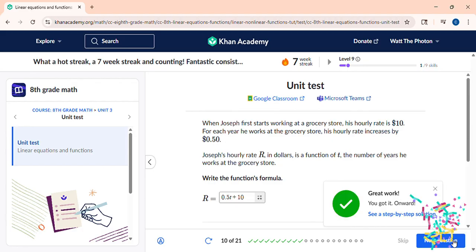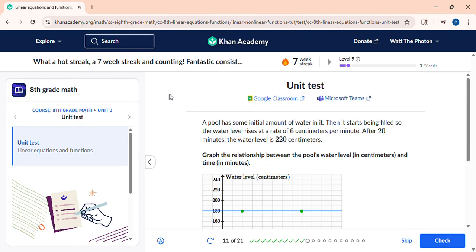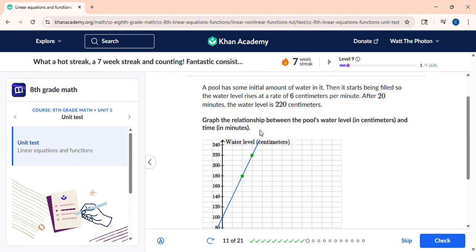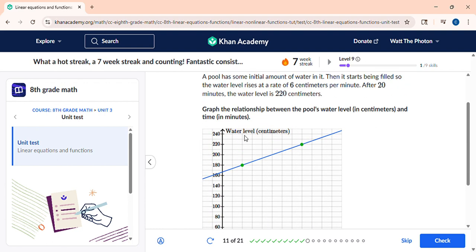Yeah, that seems right. A pool has some initial water in it. Then it starts being filled with water. So the water level rises at 6 centimeters per minute. After 20 minutes, the water level is 220 centimeters. 6 centimeters per minute. So we have 6 times 20 is 120. So we have 220 minus 120, so we get 100.